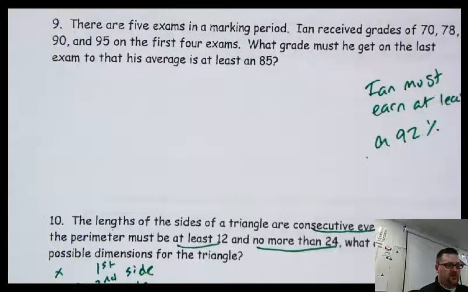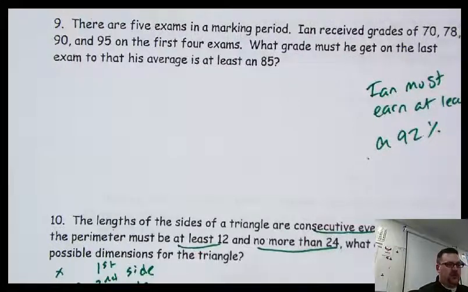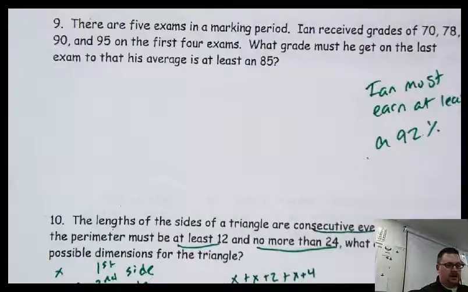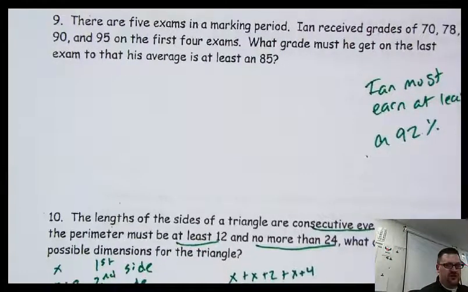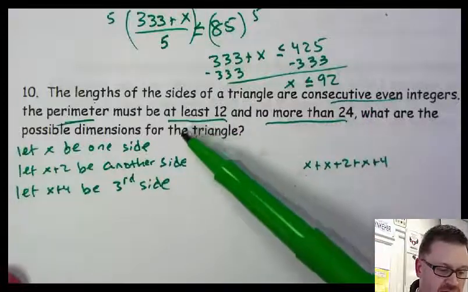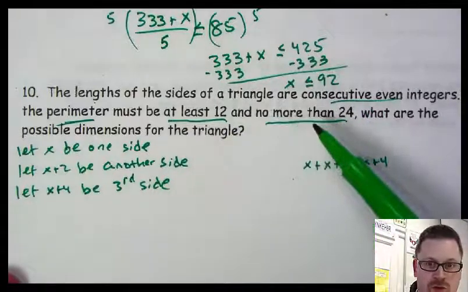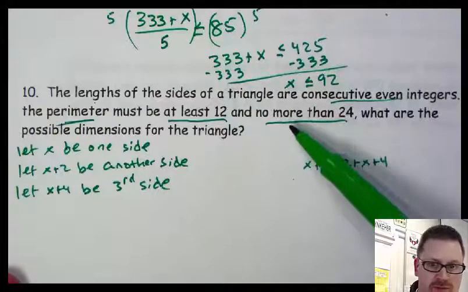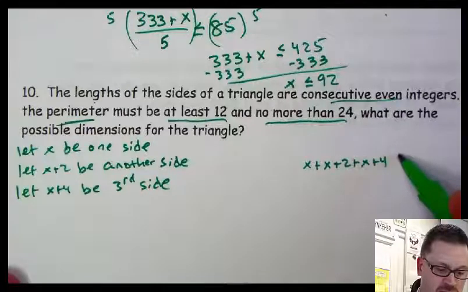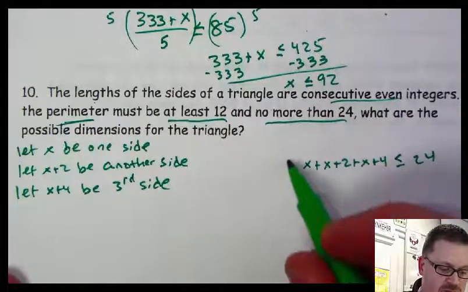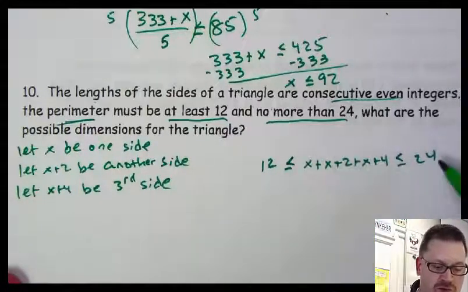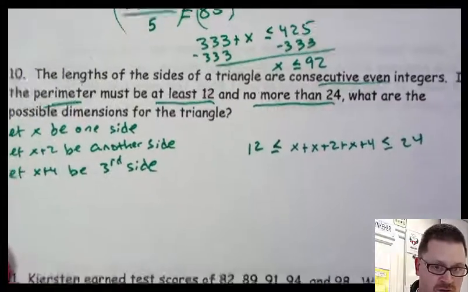So when we actually create this inequality, it's going to be a compound. I know I'm talking about perimeter, so I'm going to do x plus x plus 2 plus x plus 4, and then it gets a little bit tricky from there. Really important about this one is the idea that this is at least 12 and no more than 24. At least means that it's greater than or equal to, no more than means less than or equal to 24. So what we're actually going to do is create a compound inequality so that the perimeter is trapped between 24 and 12. I hope that makes a little bit of sense.